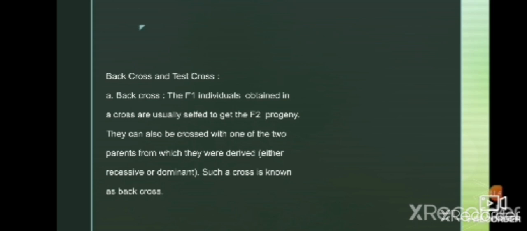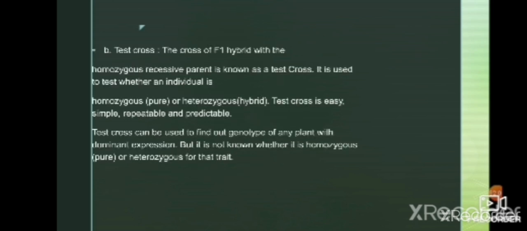Backcross and testcross. Backcross: the F1 individuals obtained in a cross are usually selfed to get the F2 progeny. They can also be crossed with one of the two parents from which they were derived, either recessive or dominant. Such a cross is known as a backcross.